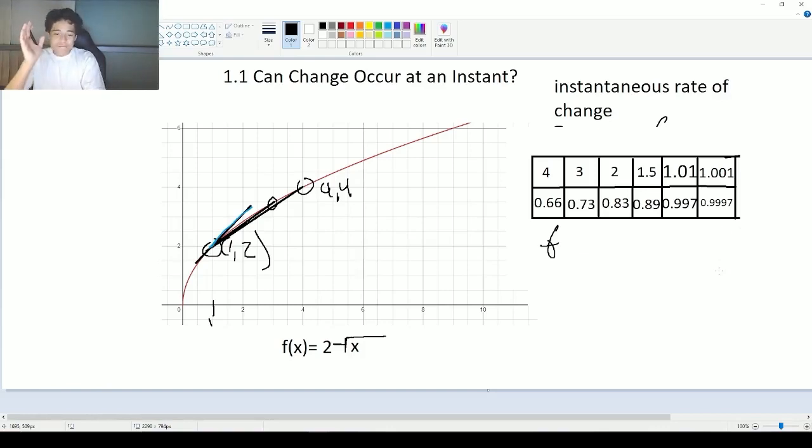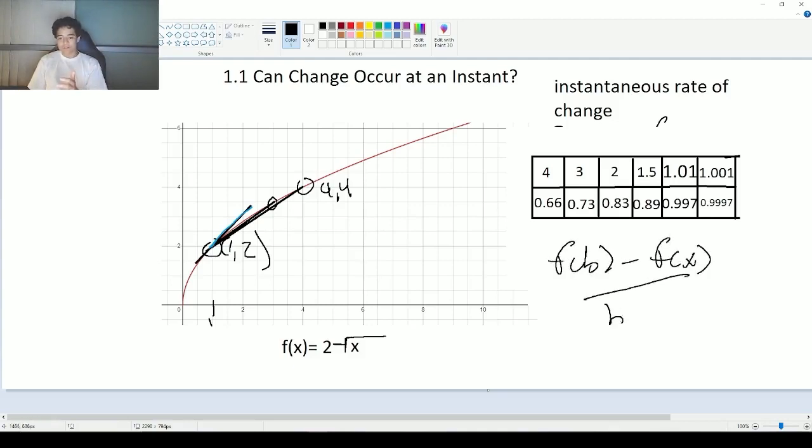So as you get infinitely closer to 1, the slope you get is going to get more accurate. So in this equation, f of b minus f of x over b minus x, the closer that b gets to 1, the closer the slope gets. So if you wanted to find the actual slope at 1, you just need to get infinitely close to 1. And in math and calculus, we call that a limit.